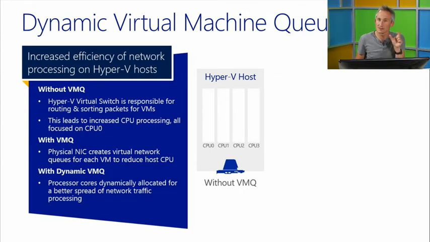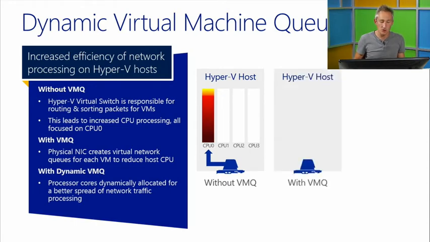without VMQ. And remember, this is a hardware innovation. VMQ is a hardware-specific capability on Intel, Broadcom NICs and so on that we can take advantage of. It's a tick box that we can turn on, and you only really want to turn it on for your highly network-intensive virtual machines. You'll see the Hyper-V host without VMQ capabilities, that CPU gets hot. But on a host with VMQ, the physical NIC, remember this is a hardware offload capability, creates virtual network queues, hence the name VMQ, for each VM to reduce host CPU cycles.